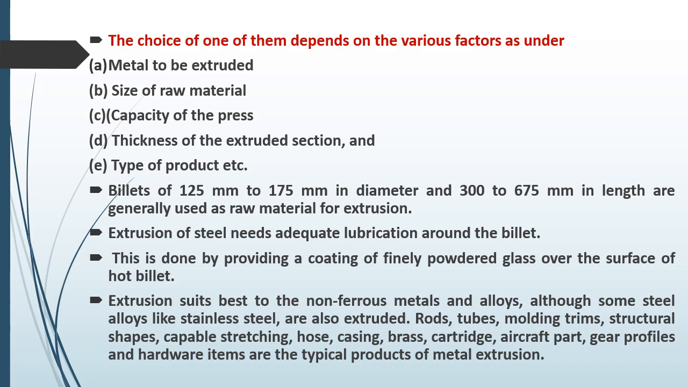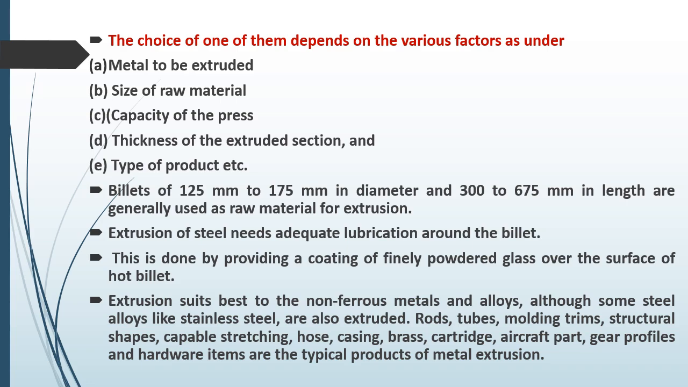Billets of 125 mm to 175 mm in diameter and 300 to 675 mm in length are generally used as a raw material for the extrusion process. Extrusion of steel needs adequate lubrication around the billet. So adequate lubrication is necessary around the billet to protect it from wear and tear. This is done by providing a coating of finely powdered glass over the surface of the hot billet.